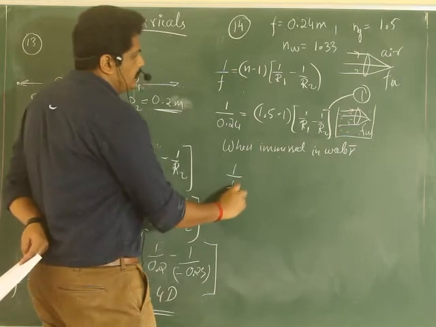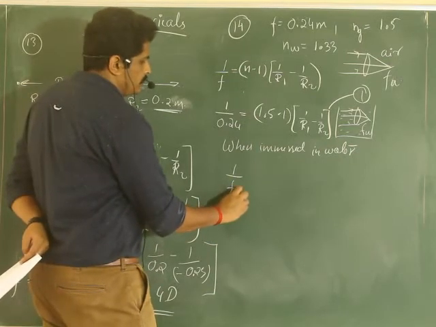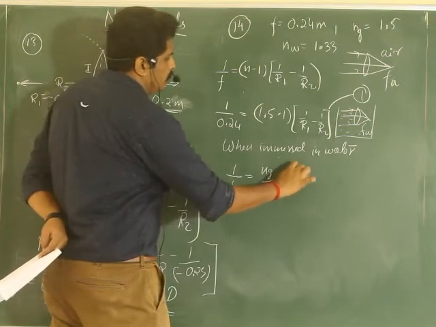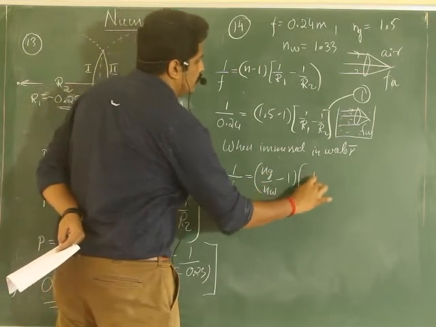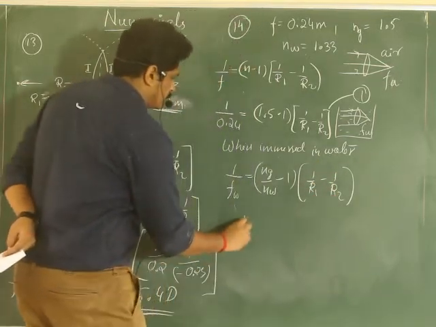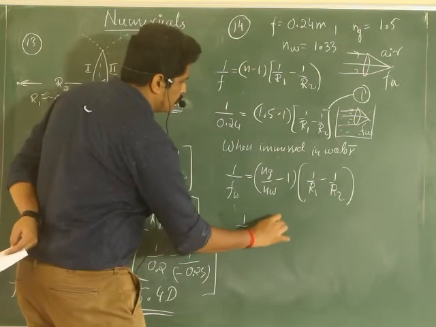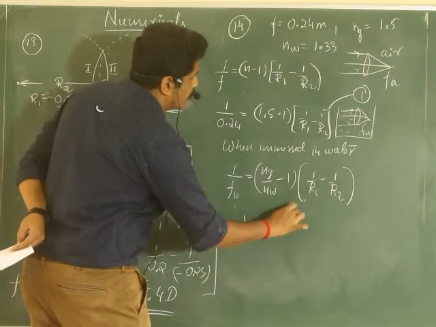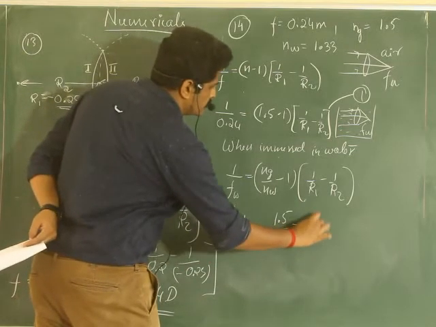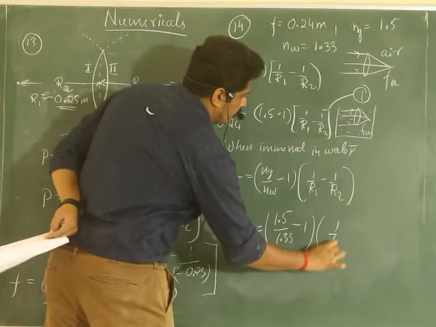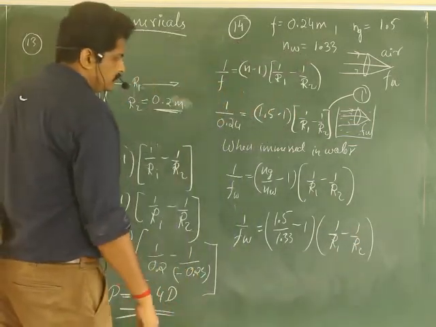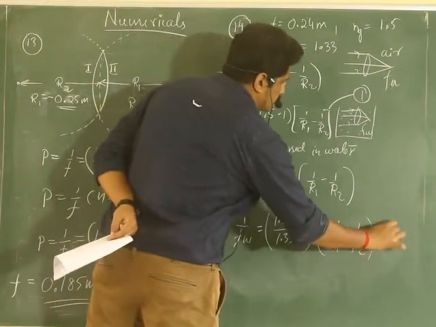Okay, I will take this one as focal length in water equal to ng by nw into 1 by R1 minus 1 by R2. So it is 1 by FW equal to ng, how much? 1.5, right? So this is 1.33 minus 1, correct? Into 1 by R1 minus 1 by R2, correct? Now I will take this one as equation number 2.